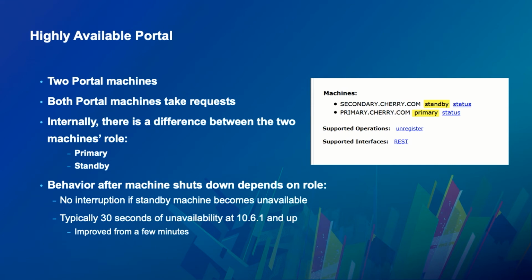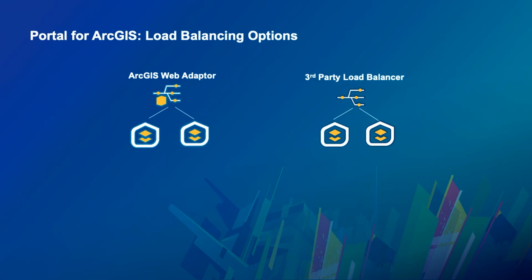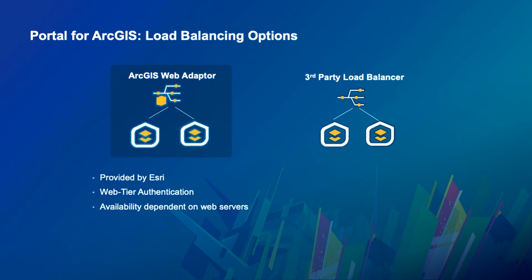And some of you probably know that internally, it's because a failover happens, depending on whether the primary or standby machine is down. We said a highly available portal needs a load balancer in front of it. For load balancing, there are two options. First, use ArcGIS Web Adapter, which is from Esri. It supports web tier authentication, but the availability of the web adapter depends on the web server, because it deploys to the web server. So you want to make sure that the web adapter is also highly available.